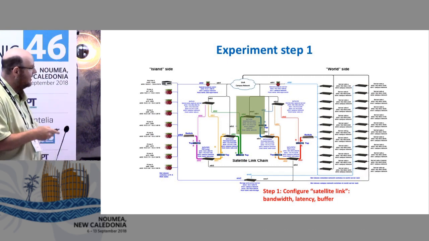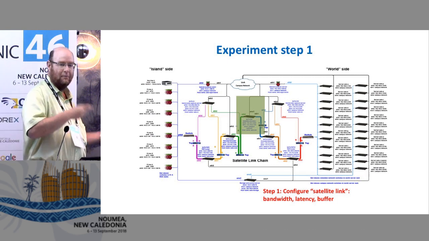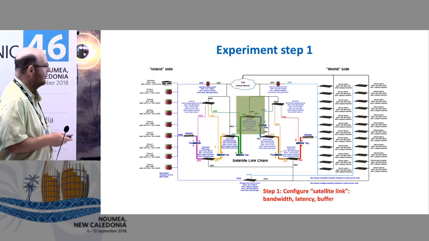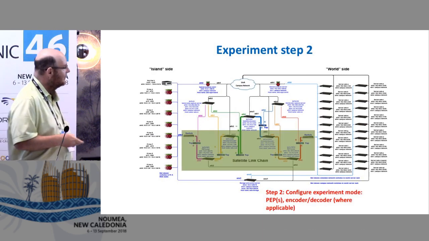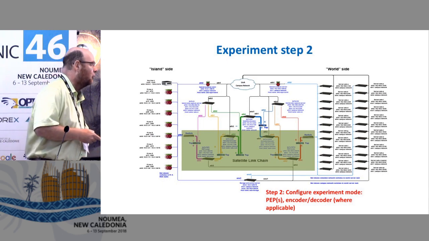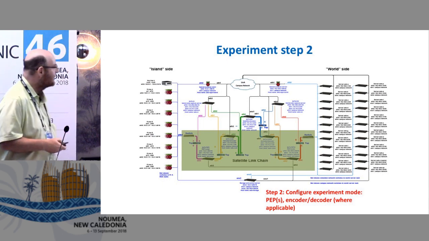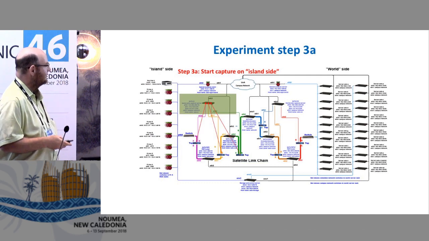A typical experiment starts with configuring the actual satellite link, so make it a MEO or a GEO, but also configure the buffer size on the input here. Then we configure any PEP or coding solutions around it. And the next thing is to then start the capture.